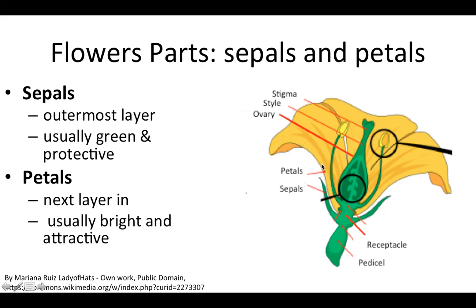The next layer in are the petals. In many species, they are bright and attractive. For example, on this flower, they're bright yellow and large. And when they are bright and attractive, that is the case to help attract pollinators. Pollinators are ultimately going to be the animals that move pollen from the anthers to the stigma, which we will be talking about next. And so to make it easy to see, so the pollinators know where to go, selection has favored flowers that have large and brightly colored petals.